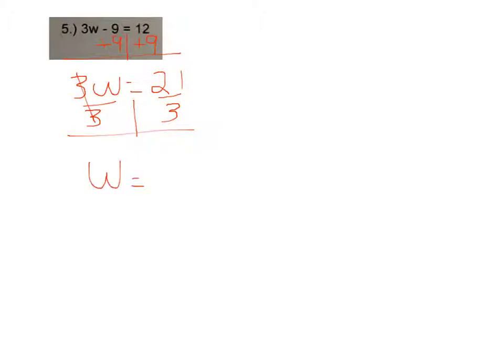Alright, so if we look at this one here, we've got 3 times w minus 9 equals 12. So we want to get that variable by itself. I'm going to start by adding 9 on both sides. That gets us 3w equaling 21. Then I still want to continue to get w by itself. It's currently being multiplied by 3, so the opposite of that is to divide by 3. That gets you a 1 on the left. So you have w equaling 21 divided by 3, which is 7.